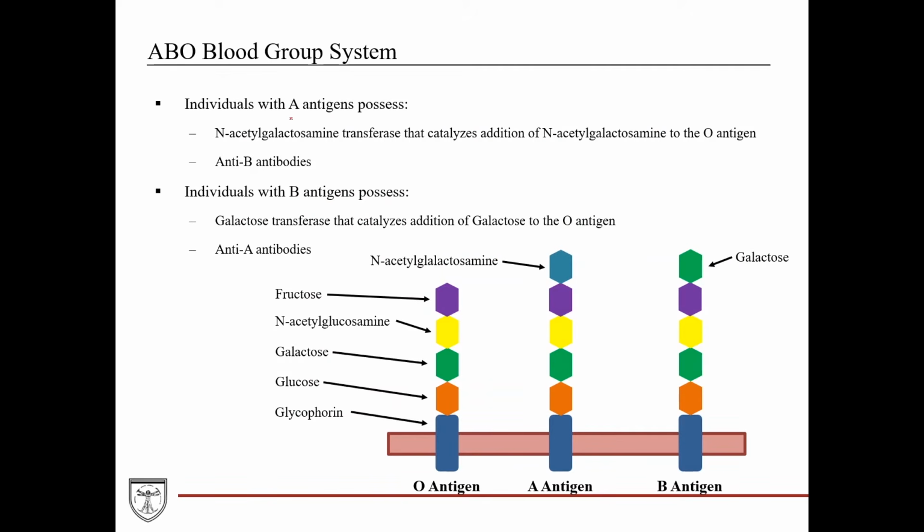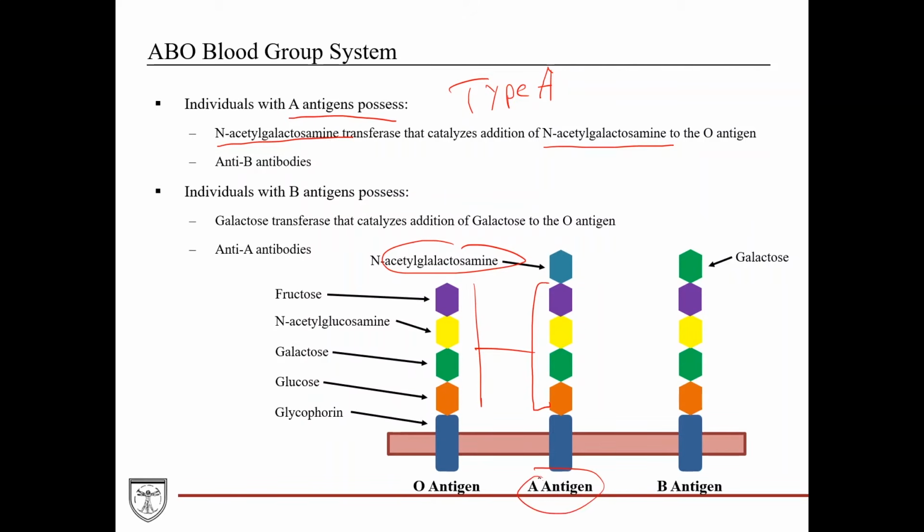Now, everybody has the O, but individuals with the A antigen, so type A blood, have an additional enzyme called N-acetylgalactosamine transferase, which will catalyze the addition of N-acetylgalactosamine to the O antigen. So this sequence right here is the same as here, but adding this on enables you to have the A antigen. And so these will be type A blood. As a result, someone who has type A blood is going to have anti-B antibodies.